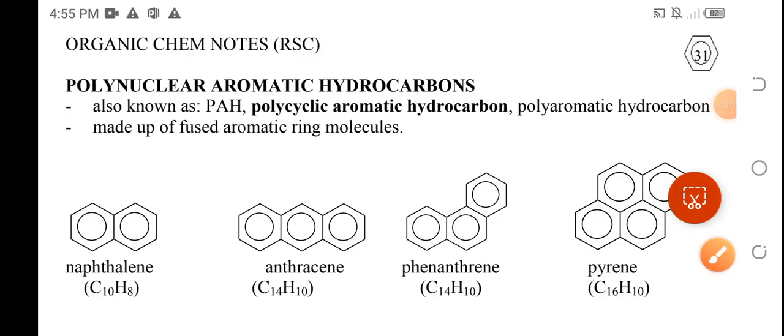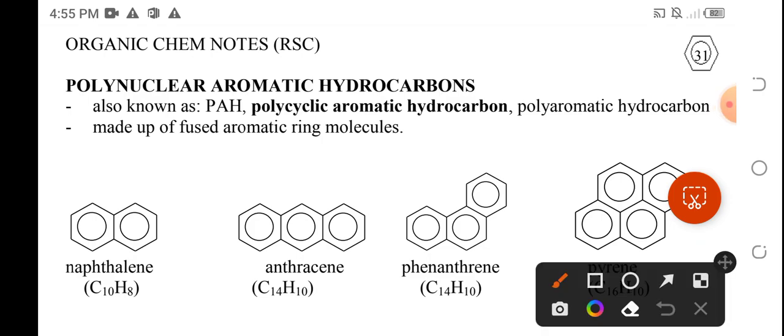Okay, let's discuss polynuclear aromatic hydrocarbons. This is also known as PAH. For the polyaromatic or polynuclear aromatic hydrocarbon, it's also known sometimes as polycyclic aromatic hydrocarbon or polyaromatic hydrocarbons. These are just organic compounds that are made up of fused aromatic ring molecules. So nagdikit-dikit silang mga benzene rings.